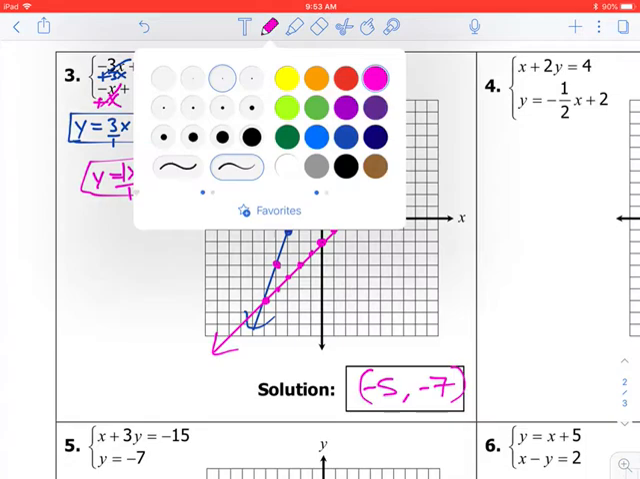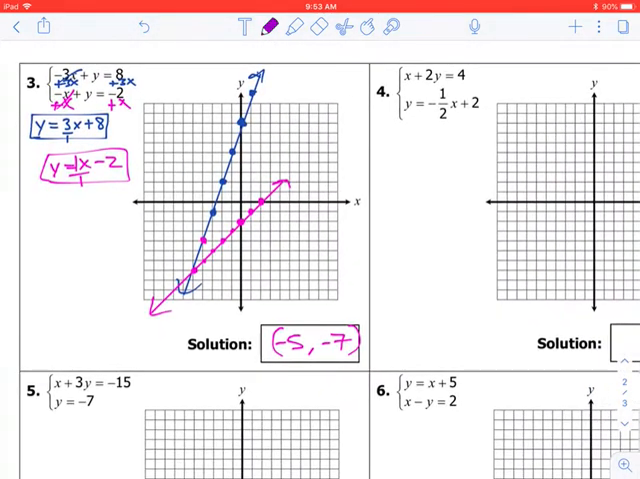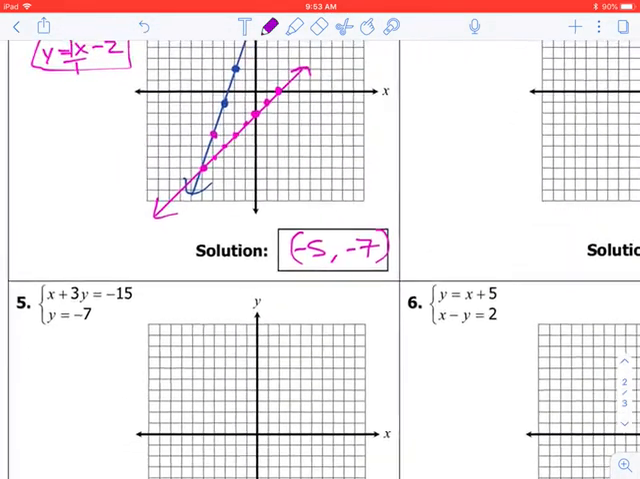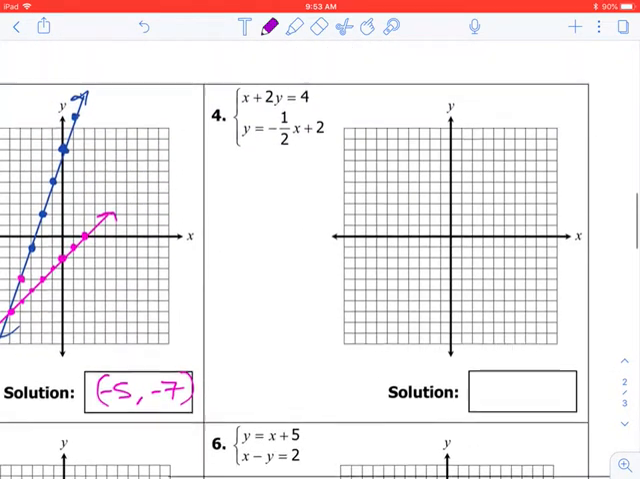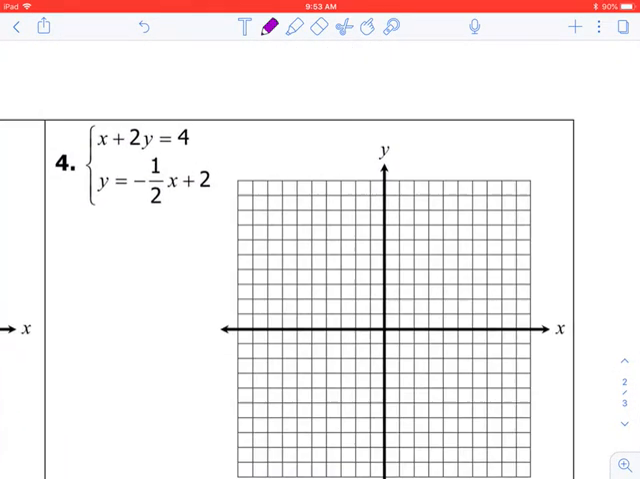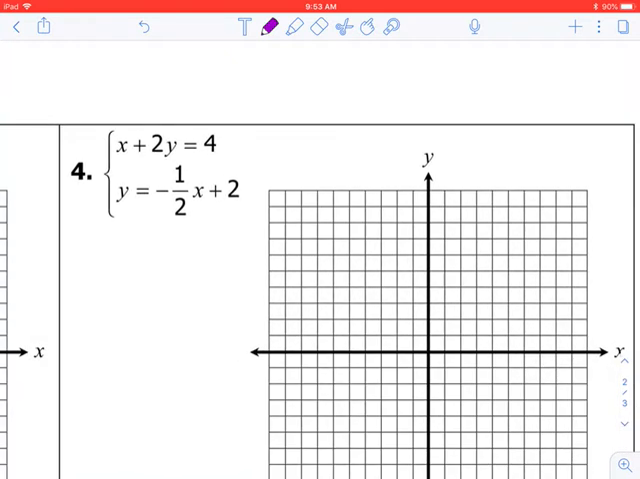Okay, so same thing over here, except I have this one already by itself. So positive 2 is the y-intercept, and I'm going down 1 always to the right. So down 1, right 2, down 1, right 2, down 1, right 2. So there's my equation for the first one.